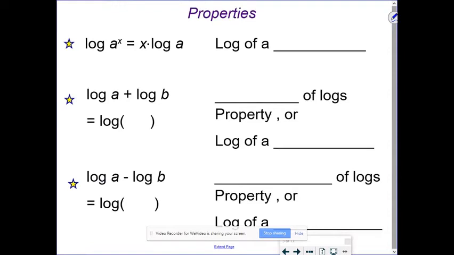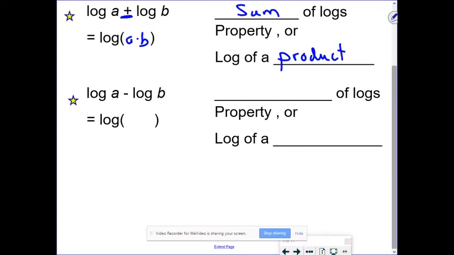So, quick review here. We have our properties that we looked at last class. When I have an exponent there, I can move it out in front. That's the log of a power. So it becomes x times log of a. And the second one, it's adding. The logs are the same, so adding is sum. Or when I put them together, it's being multiplied, so it's the log of a property.